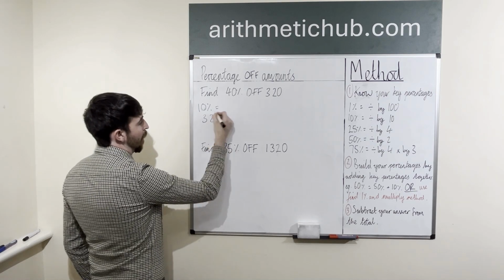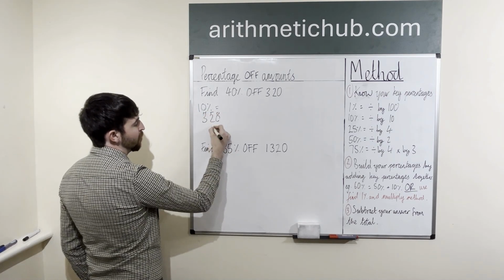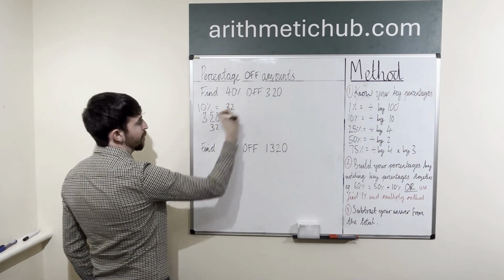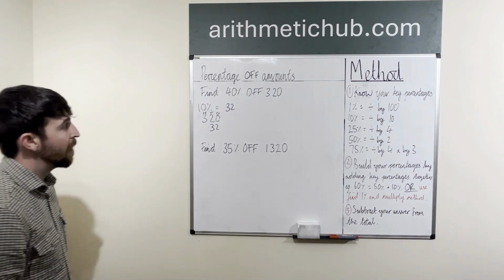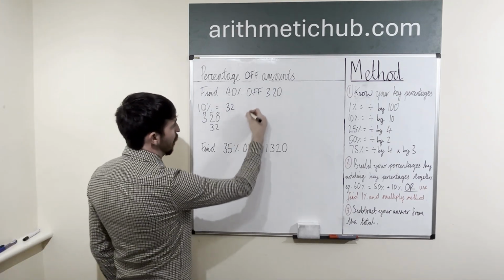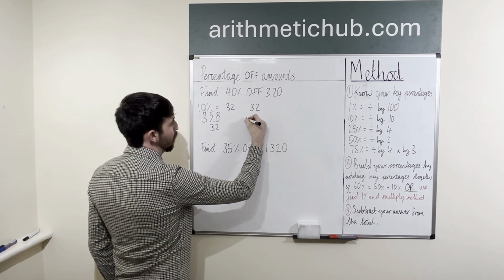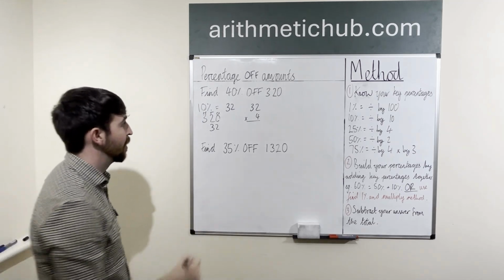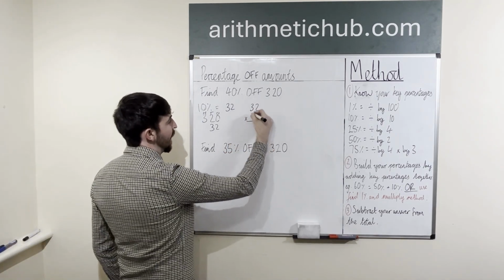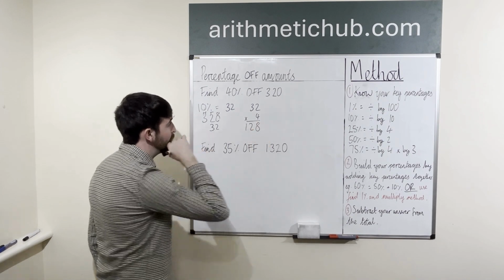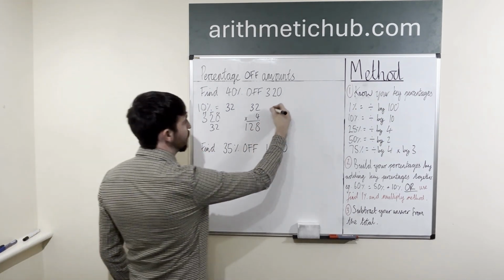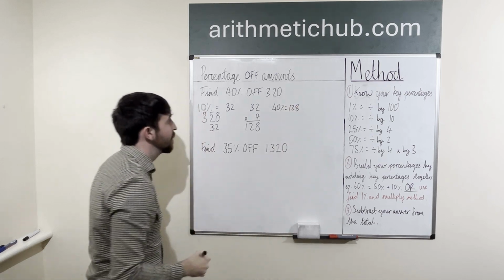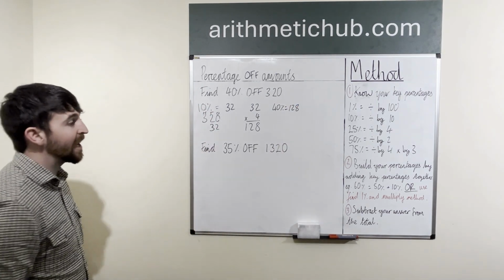320, I've got my ones, my tens and my hundreds. I'm going to move it one place value place. So 10% is going to be 32. If 10% is 32, then all I need to do is 32 times 4 to be able to give me 40%. Okay, 2 times 4 is going to give me 8, 3 times 4 is going to give me 12. So 40% equals 128. But I need to take it off, remember.